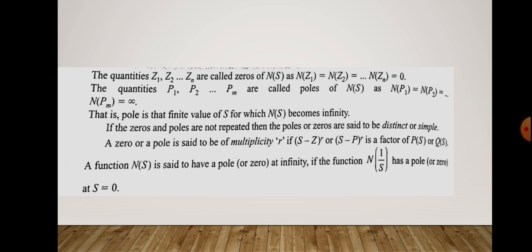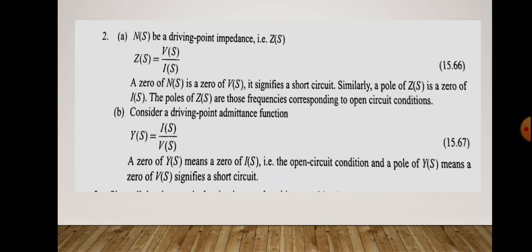That means at the zeros, the value of N of S becomes 0. At the poles, the value of N of S, that is N of P1, N of P2, and so on, will become infinity. If the zeros and poles are not repeated, then they are said to be distinct or simple. If zeros and poles are multiple, that means S minus Z occurs more than one time, that is, S minus Z all raised to R is a factor, then the poles and zeros are said to have multiplicity. That means a pole or zero occurs more than once. A function N of S is said to have a pole or zero at infinity if the function N of 1 by S has a pole or zero at S equal to 0. So the next property is that N of S is a driving point impedance.